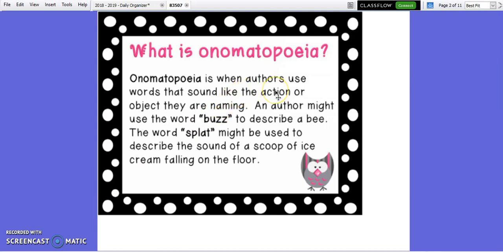Onomatopoeia is when authors, anybody that's writing, whether it be a book, or a comic strip, or a poem, use words that sound like the action or object that they're naming. An example might be the word buzz. The buzz could be used to describe the bee or the sound that the bee makes. The word splat is a second example of onomatopoeia, and that's because it may be used to describe the sound of a scoop of ice cream falling on the floor. These are just two examples of many words that are onomatopoeia.